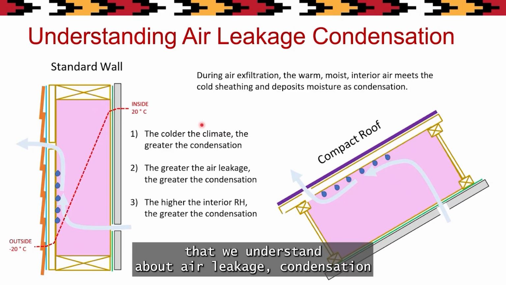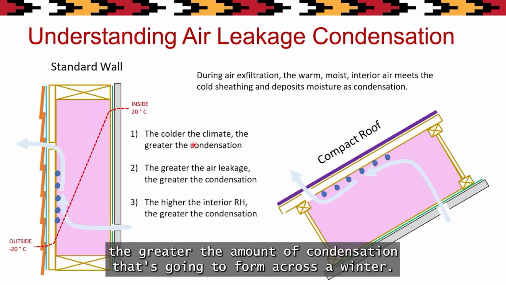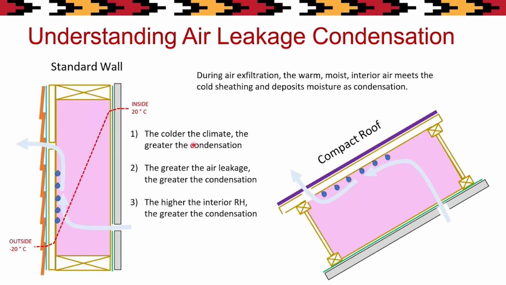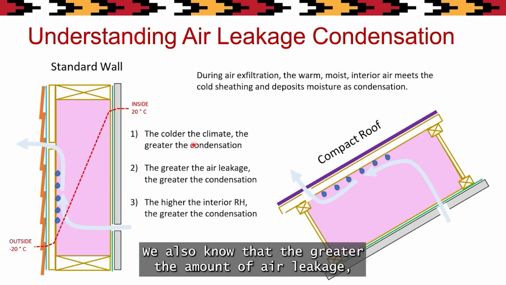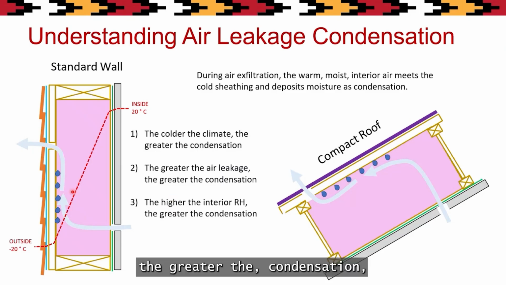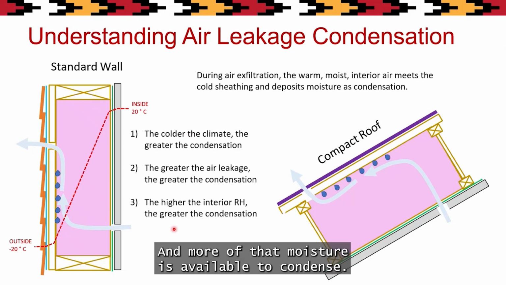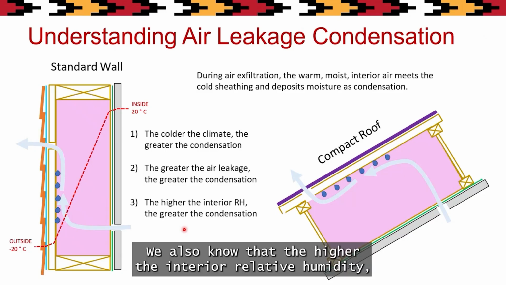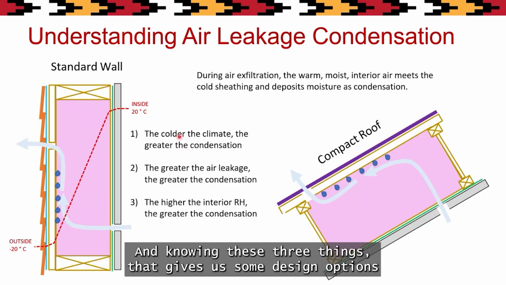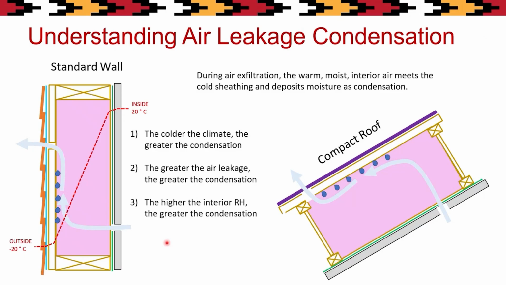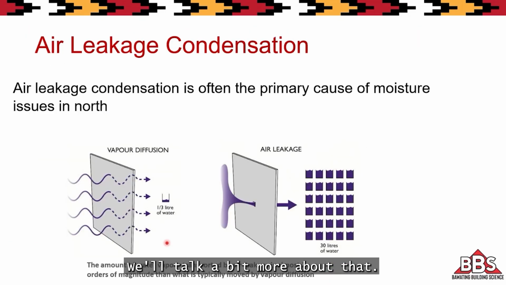And so the thing that we understand about air leakage condensation is that the colder the climate, the greater the amount of condensation that's going to form across a winter. And that's because there's more hours of the year where that condensation can occur. We also know that the greater the amount of air leakage, the greater the condensation. There's more moisture being fed due to greater air leakage, and more of that moisture is available to condense. We also know that the higher the interior relative humidity, the greater the amount of condensation that occurs inside the wall. And knowing these three things gives us some design options and ways to try and manipulate that to reduce the risk of condensation. We'll talk a bit more about that.